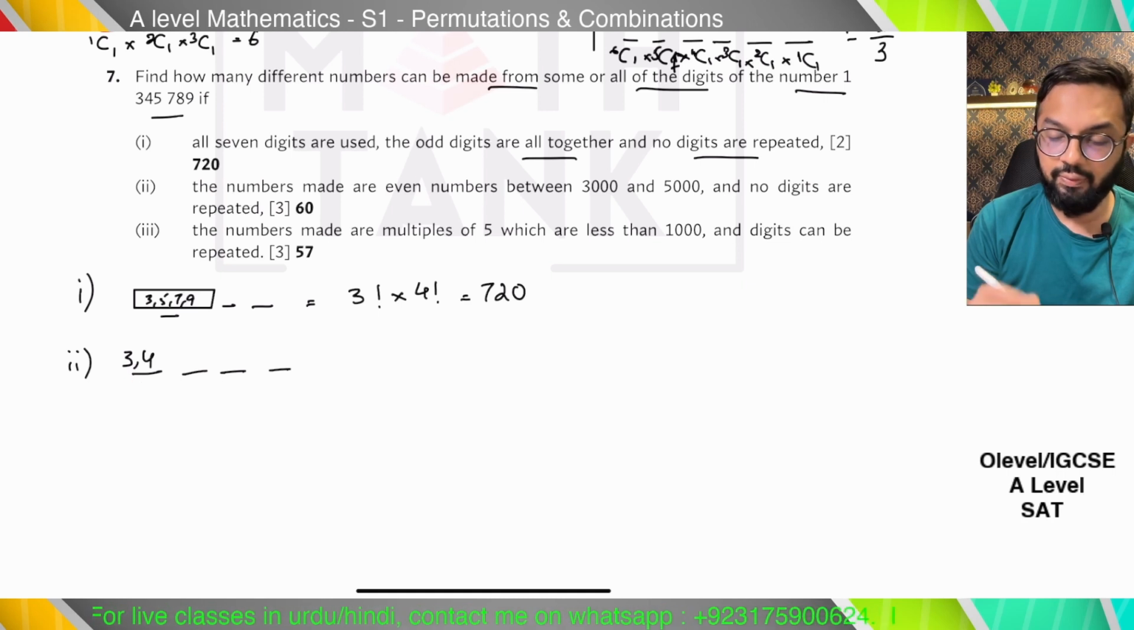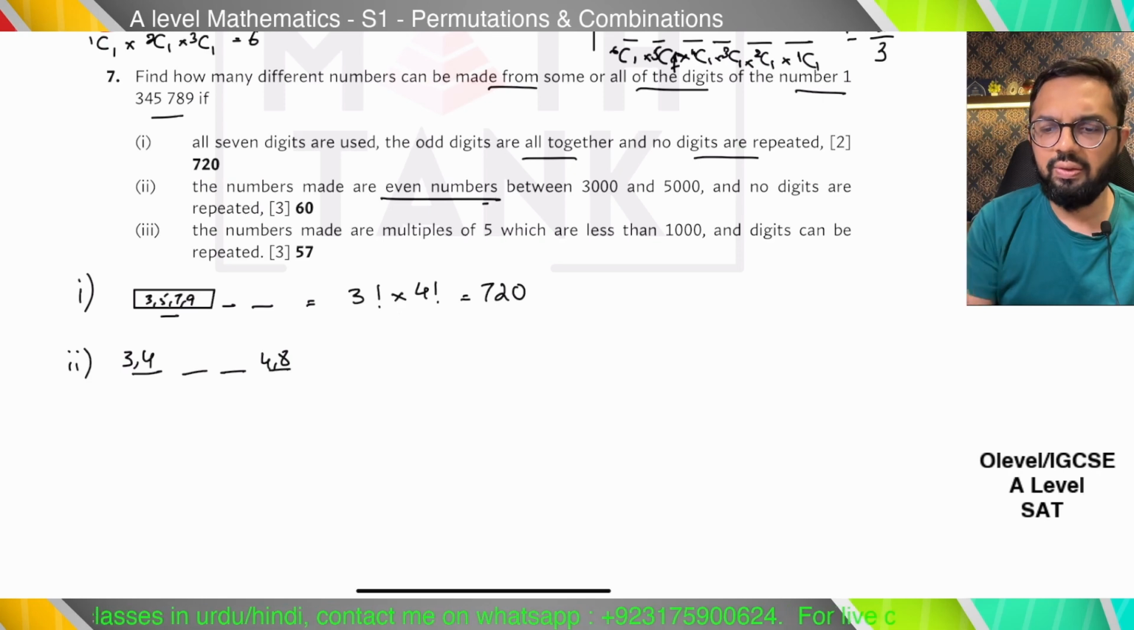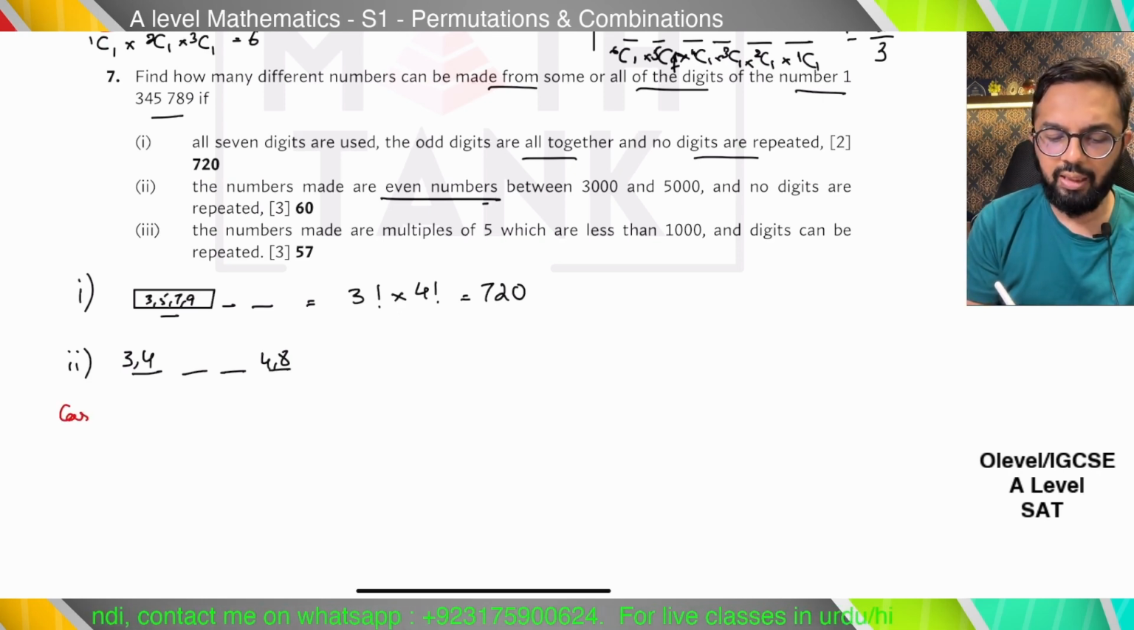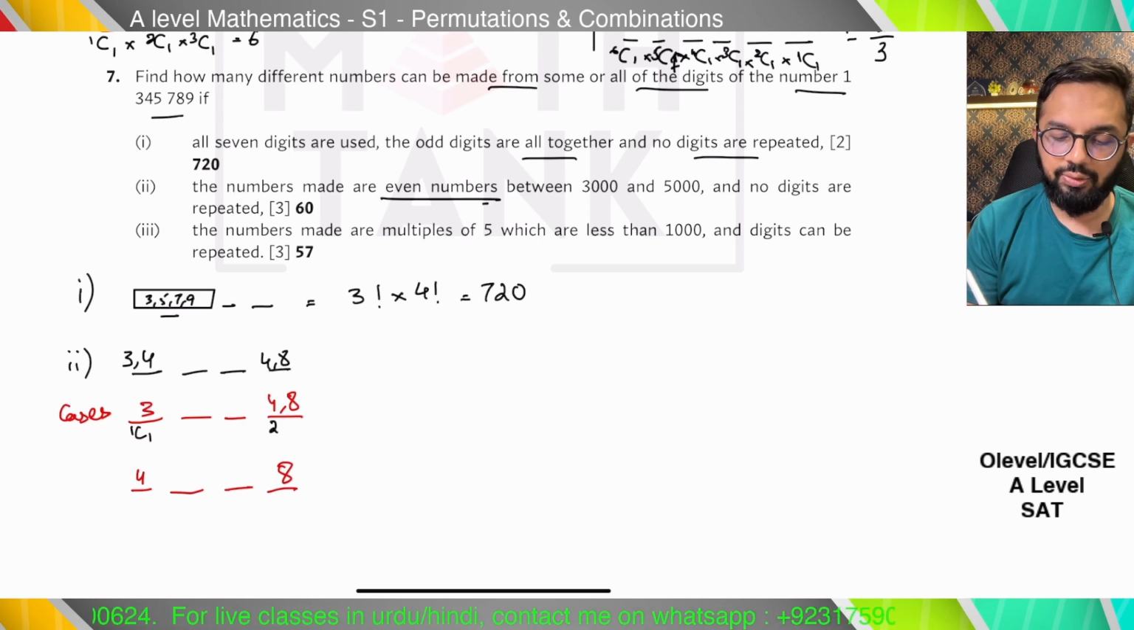In fact, let's first figure out if there are overlapping restrictions. There are restrictions in the last dash as well because I want them to be even numbers. So 4 and 8. So overlapping restrictions, I'm going to fix the first one. I'm going to make cases. I'm going to say that this can be 3 or this can be 4. If this is 3, I can have 4 and 8. If this was 4 at the start, then there is only 8 at the end. Okay, so 1C1 and 2C1.